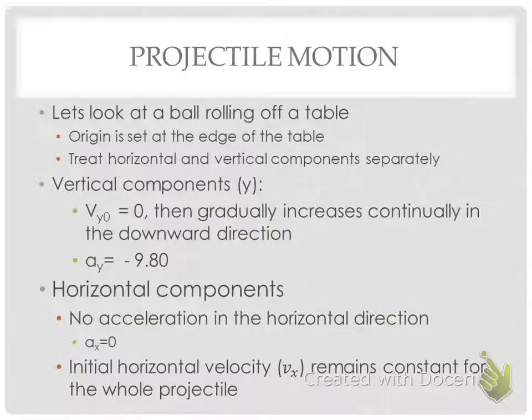Since there's no change between initial velocity and final velocity in the horizontal direction, that means v sub x and v sub xo are the same thing. Initial horizontal velocity and final horizontal velocity are the same because there's no speeding up or slowing down. So our horizontal velocity doesn't change throughout that whole motion.